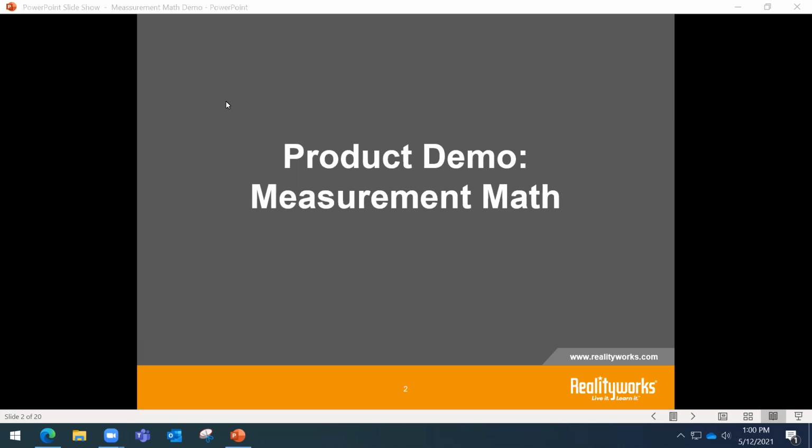This is going to be a short demo just explaining what measurement math is, our product that we have, our measurement math training kit, and walking through the different parts and pieces and what it can do.